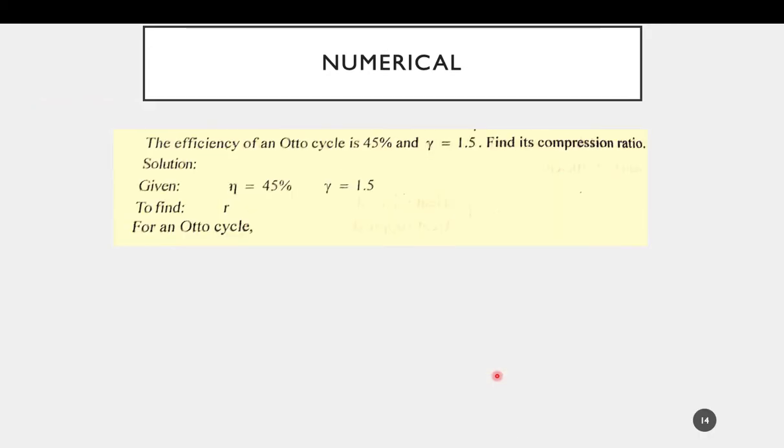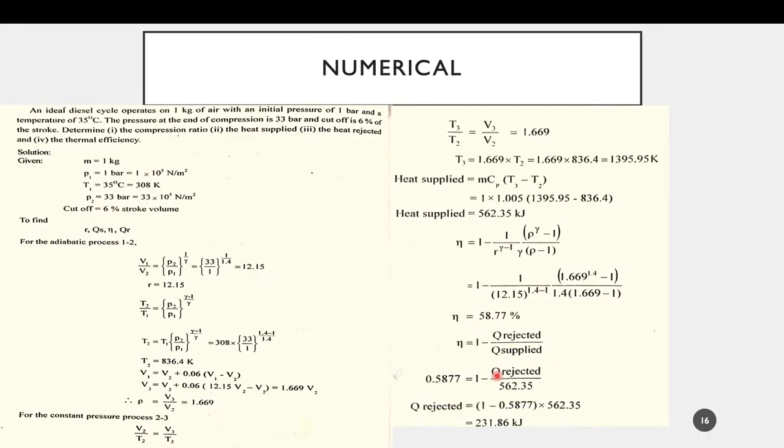So next we'll move on to a numerical on the diesel cycle. An ideal diesel cycle operates on 1 kilogram of air with an initial pressure of 1 bar and a temperature of 35 degrees Celsius. The pressure at the end of the compression is 33 bar and the cutoff is 6% of the stroke. Determine the compression ratio, heat supplied, heat rejected, and thermal efficiency of the engine.